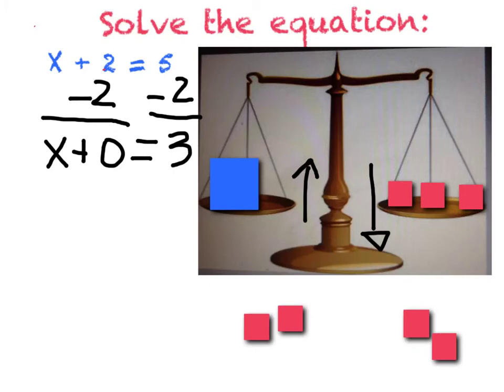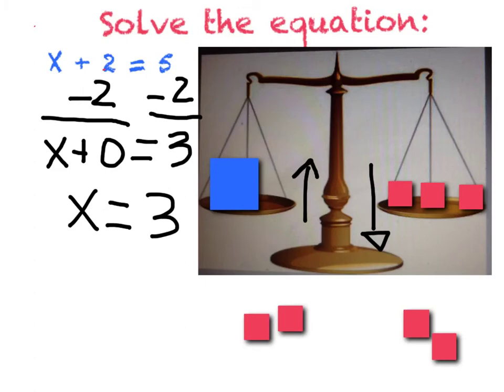Well, I know that if I add 0 to any number, that number is going to stay the same. So I don't really need to write that x plus 0. I can just simply write x. I don't need to add 0 to it. That's understood. So my answer would be x equals 3.